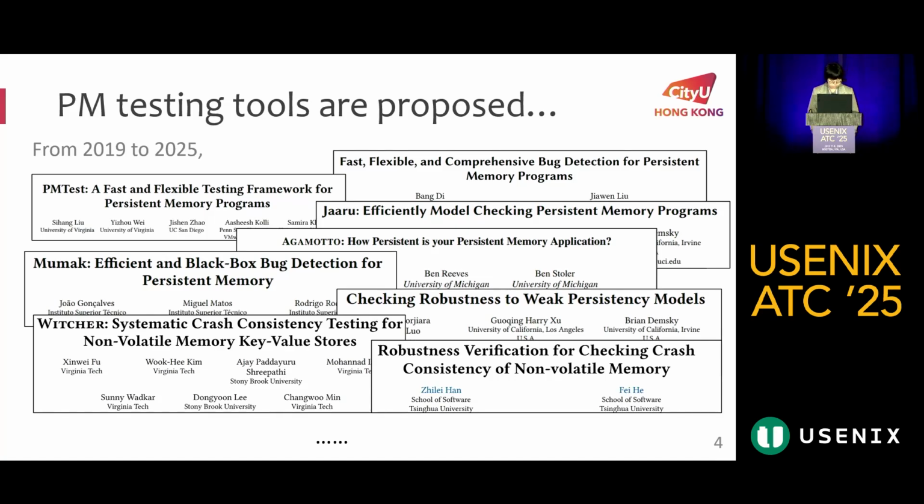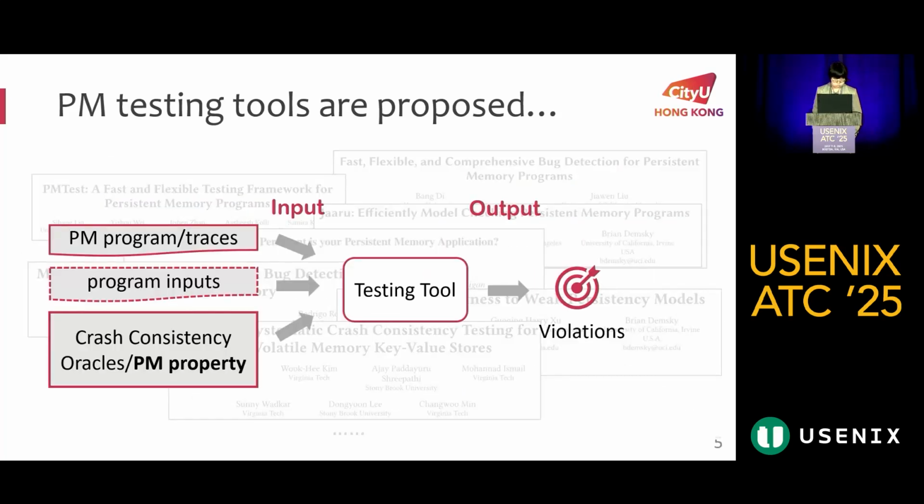Since using these low-level instructions is very error-prone, in the last few years, there are extensive PM testing tools proposed. Early work mainly focused on detecting durability bugs, that is the simplest form of crash consistency violations. The recent work focused more on the application-specific ones, including the violation of ordering and atomicity requirements. To detect the application-specific violations, aside from the PM programs and traces as the input, these testing tools usually require crash consistency oracles, or PM properties in the literature.